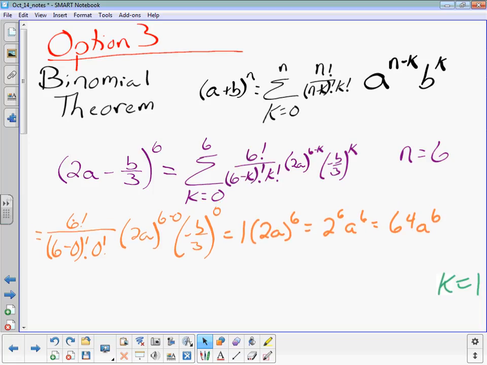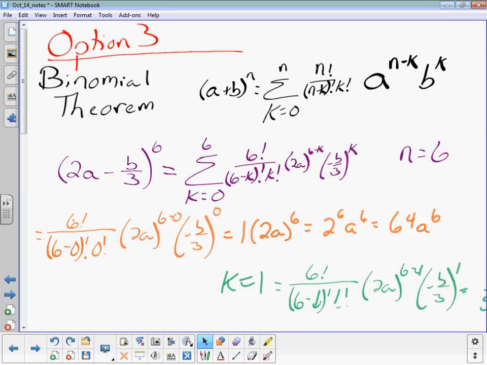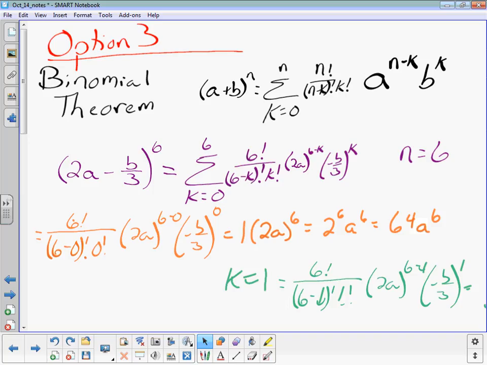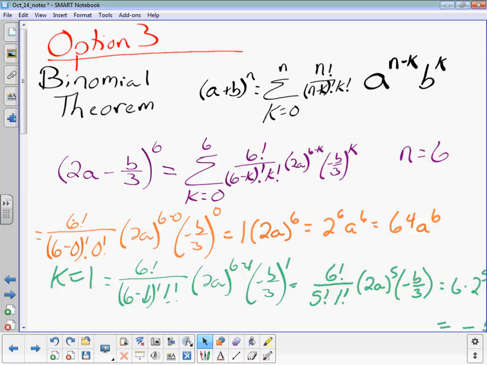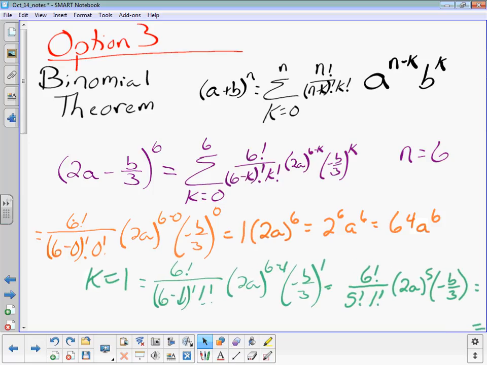Then I have to do it when k is 1. So now I'm just going to replace all the k's in that formula with a 1. So I have 6 factorial over (6 minus 1) factorial times 1 factorial. The 2a in parentheses gets a 6 minus 1, and then I get negative b over 3 to the 1 power. Now we have to clean it up. 6 minus 1 is 5. So I've got 6 factorial over 5 factorial times 1 factorial, and then 2a to the 5th, and then negative b over 3. I dropped the 1; you could leave the 1 there if you want to.